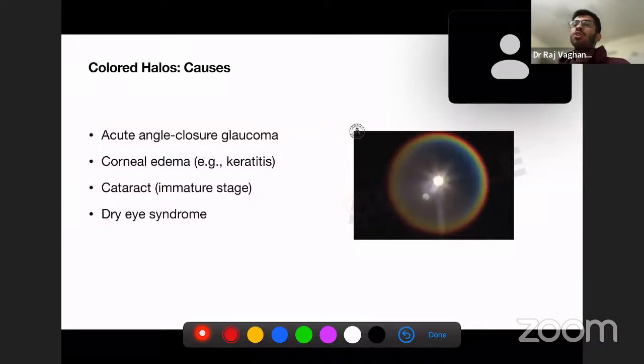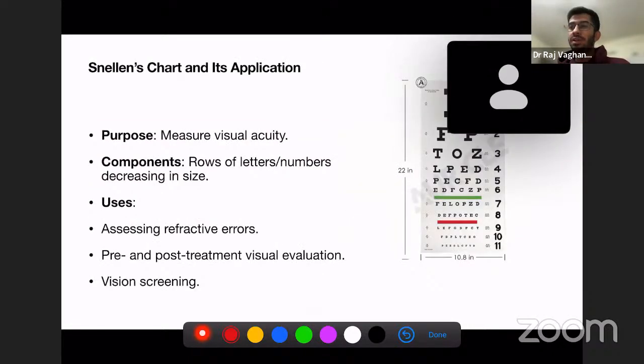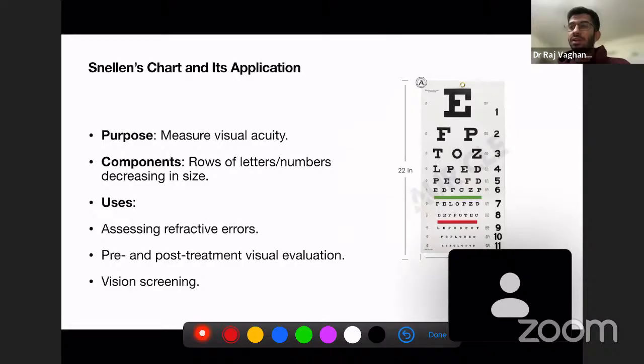Now, you must have at least seen this chart once in a lifetime whenever you have visited an ophthalmologist. This is Snellen's chart. So what is the Snellen's chart? What is its use? The purpose of this Snellen's chart, you must already know, is that it measures visual acuity. It gives you the power of your eye. That is known as visual acuity. So it measures the visual acuity of the eyes.